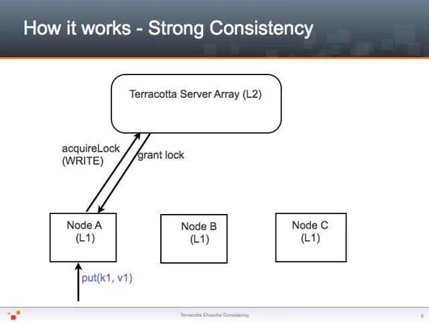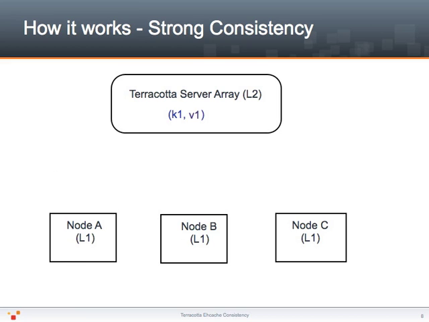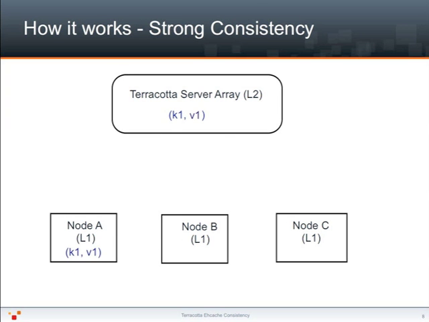Node A, after getting the lock, is going to go ahead with the put. Now the put is going to get persisted in the Terracotta server. Node A is also going to keep the mapping in its local cache.